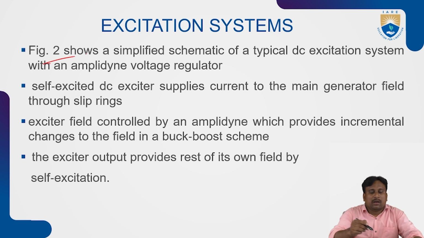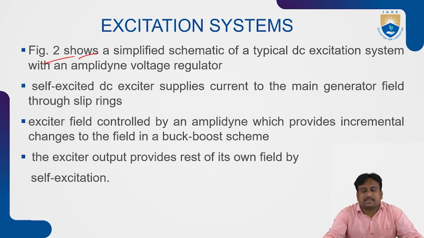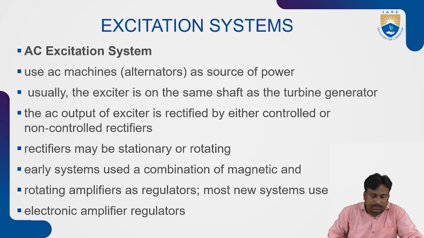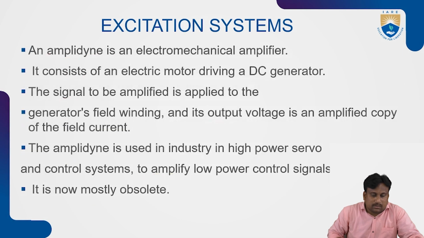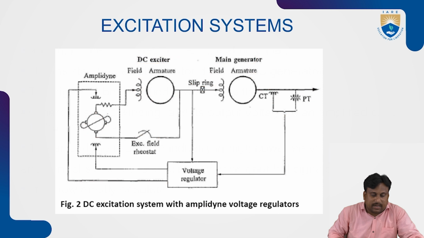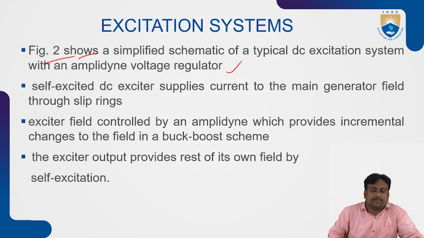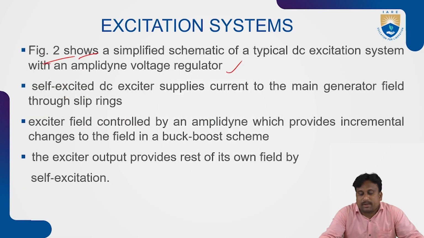Here we will depict the simplified schematic diagram of a typical DC excitation system with the amplitude voltage regulator. So this is the diagram that we are representing here. This depicts the simplified model for a typical DC excitation system, considered with the amplitude voltage regulator.